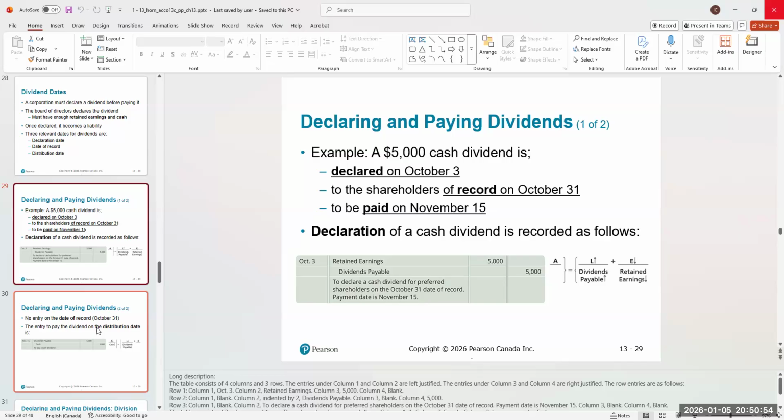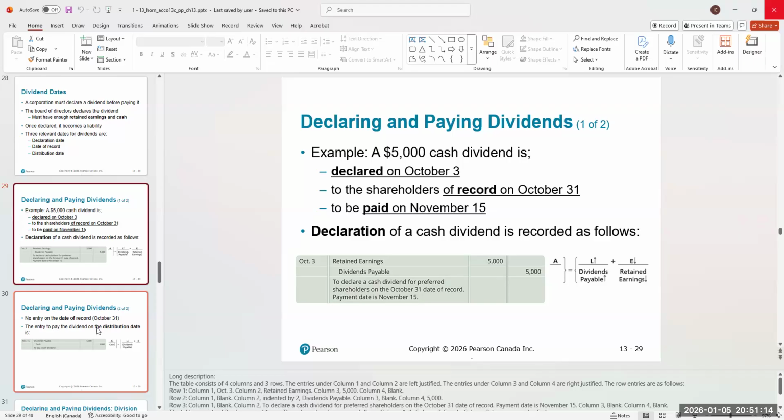But if you sell your shares on October 30th, you won't be on the records on October 31st, so you're not going to get the dividend. And that dividend is going to be paid on November 15th to the people who are on record on October 31st. So on the declaration date, what are we going to do?